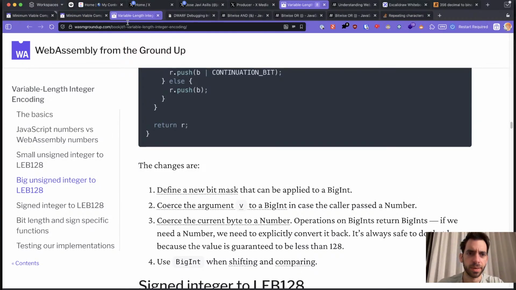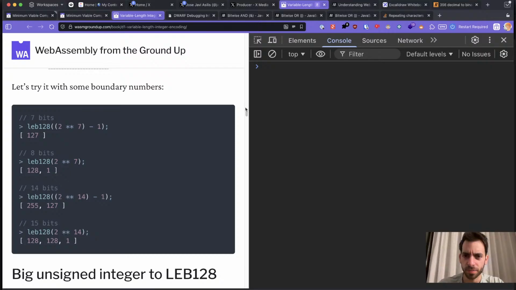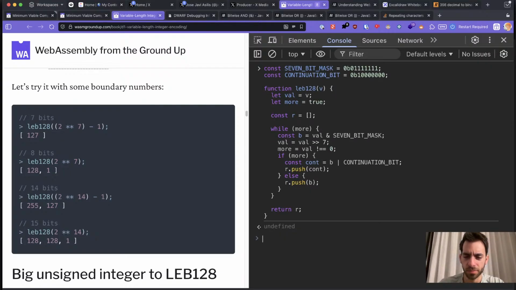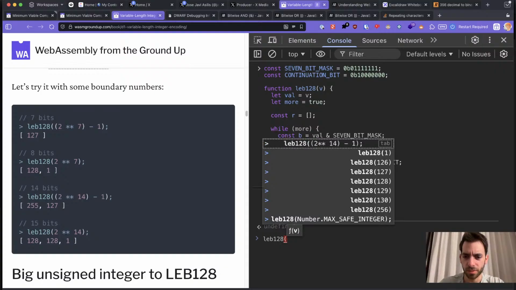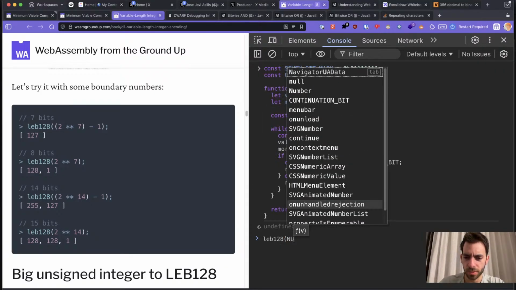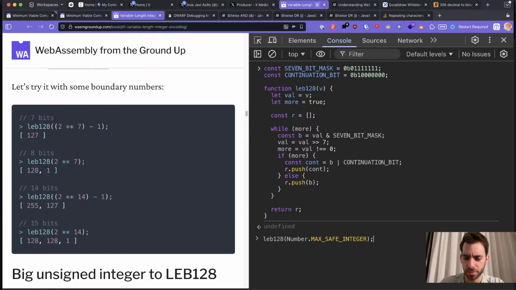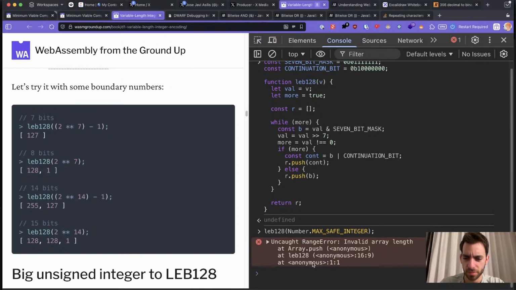Okay. We're back here. I'm gonna call F12. I'm gonna paste it again, without the logs, and I'm gonna say LB128 number max safe integer. Invalid array length. Okay, let me just try with something much bigger like this one. So it keeps appending it.